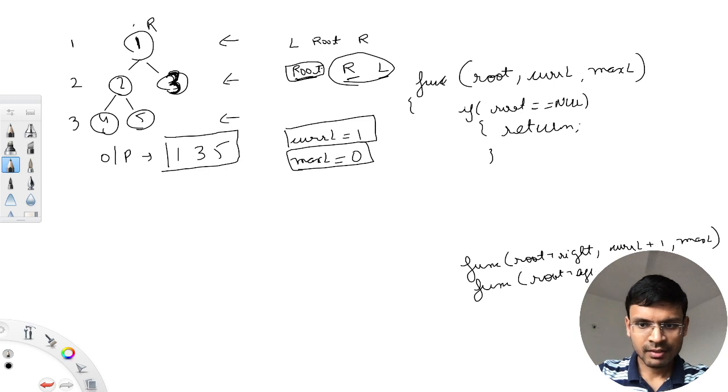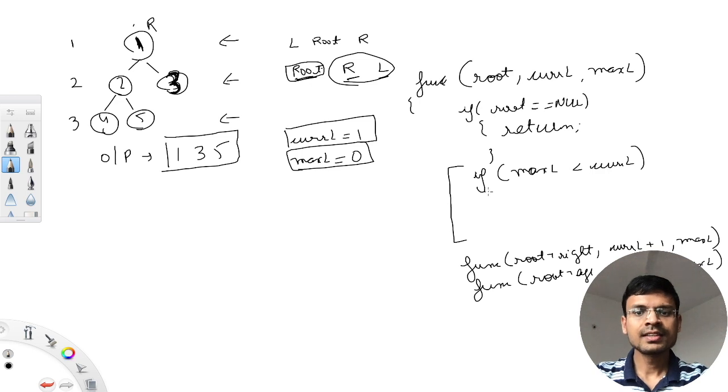Similarly here, the current level value would be incremented by 1, and the max level would remain the same. Now how do we process the current element, the current node? When the root is at this node, node 1, I can check if the max level value is less than the current level. It means that that particular level has not been visited.